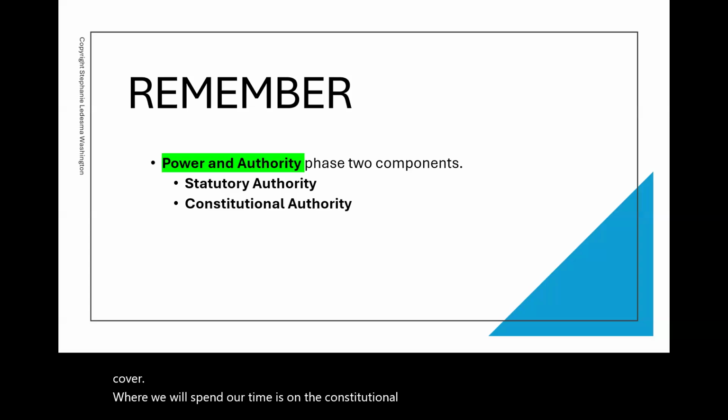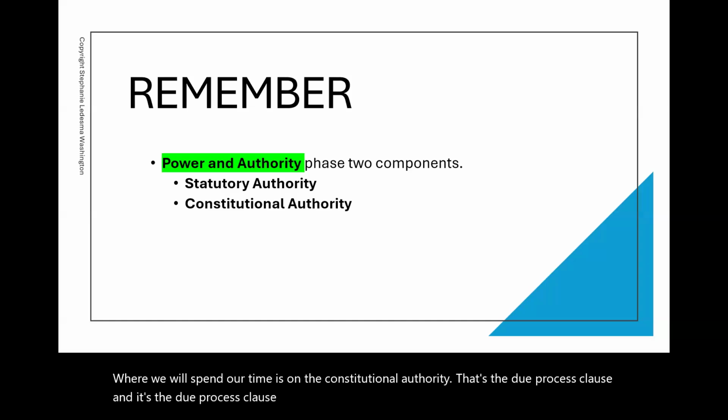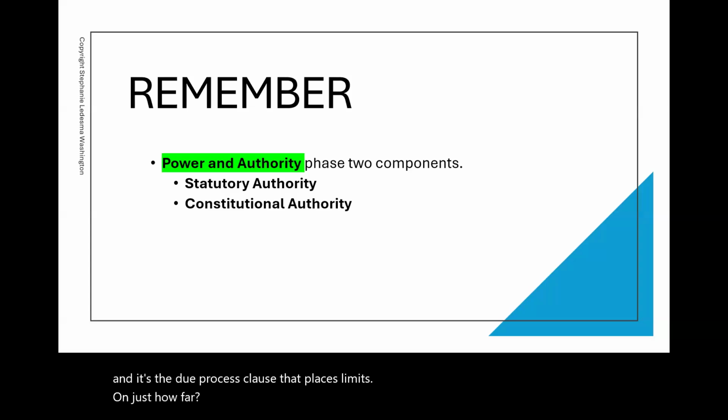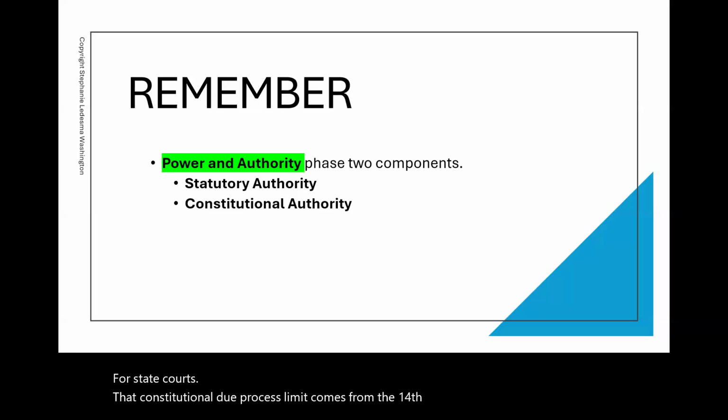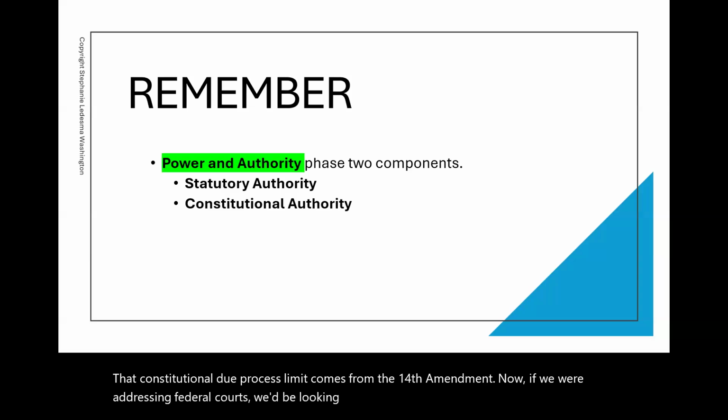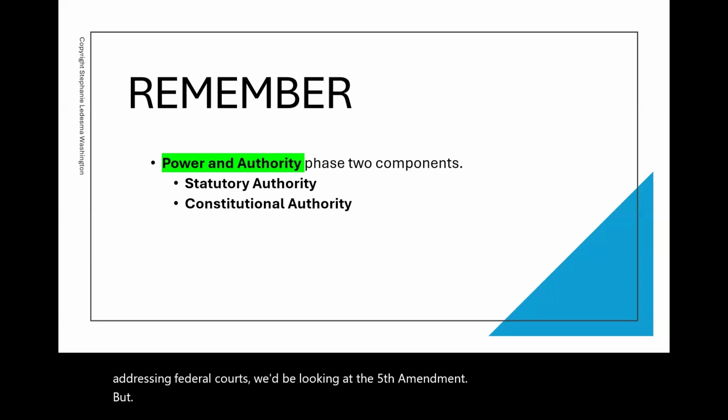That's the due process clause. And it's the due process clause that places limits on just how far the state statutory power can reach. For state courts, that constitutional due process limit comes from the 14th Amendment. Now, if we were addressing federal courts, we'd be looking at the Fifth Amendment. But right now, our focus has been on the 14th Amendment.